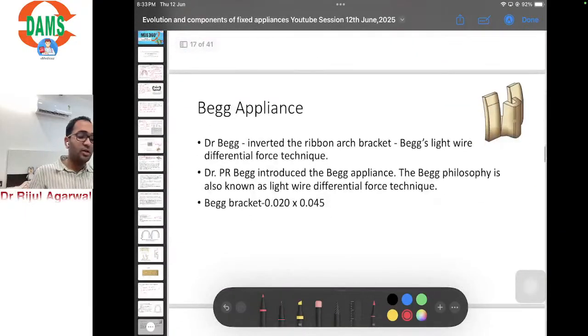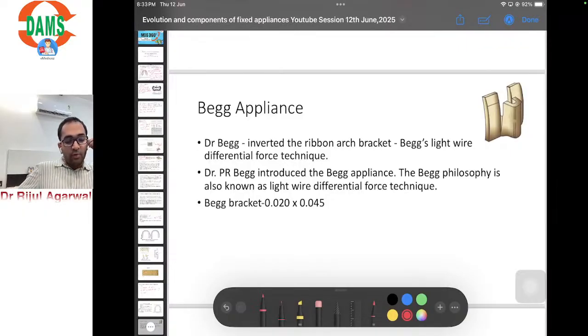So next came the Begg appliance. Angle had many students, but the two who became popular were Begg and Tweed. Tweed stayed with Angle and gave his Tweed appliance and his theory, which we're going to study in the upcoming slide. And Raymond Begg studied with Angle in the United States, and then he moved away to his hometown in Australia, and there he gave his own philosophy, modified the edgewise appliance, and gave his own appliance, that is the Begg's appliance.